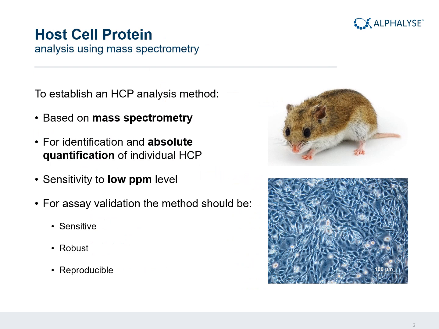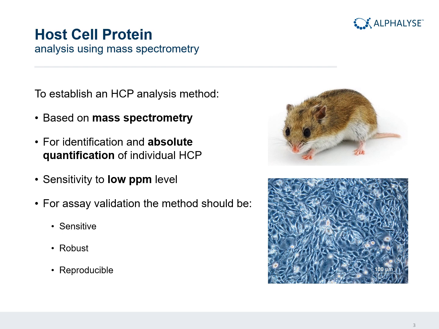So when we started out the development, we had a clear focus that we wanted to use mass spectrometry, of course, for identification and absolute quantification of individual host cell proteins. We also wanted to be as sensitive as ELISA, so we needed to have a sensitivity to the low ppm level.